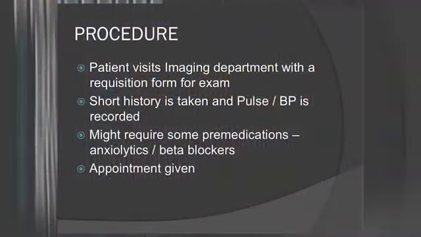Coming next to the procedure itself, what would happen? Once you get a form from a physician asking for a CCTA, you would first have to come to the imaging department. We usually like to look at our patients, have a talk, discuss what drugs they are taking, take some history, find out about hypertension, diabetes, take the blood pressure, pulse, monitor, see whether or not breath holding will be an issue. So we do that pre-screening. We may also need to prescribe some drugs depending upon the blood pressure and the heart rate, which will usually be beta blockers and anxiolytics, and give an appointment for an exam in the near future.